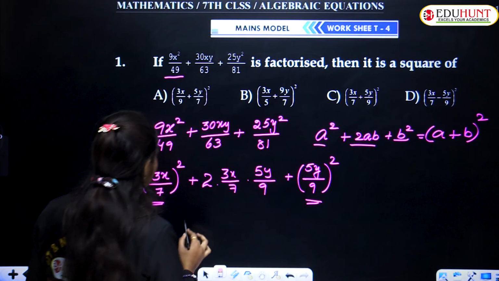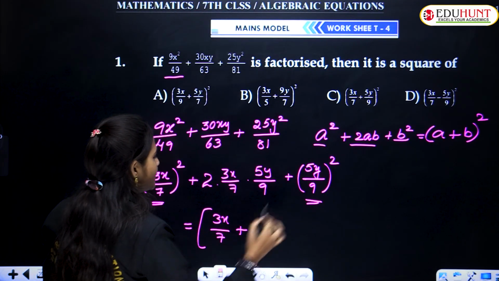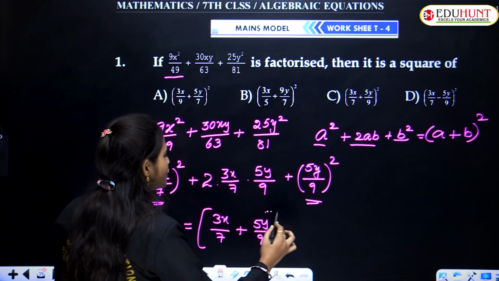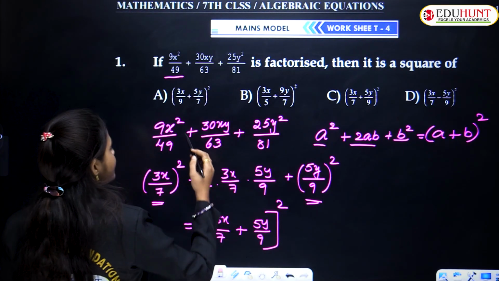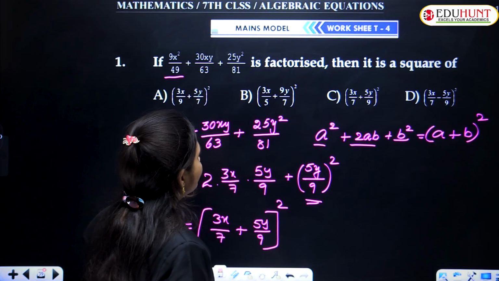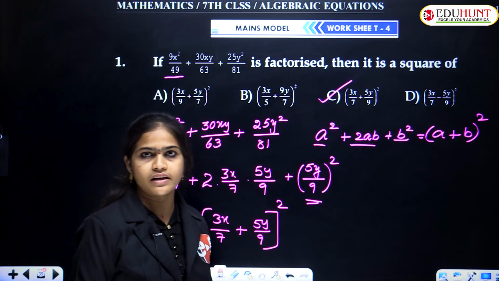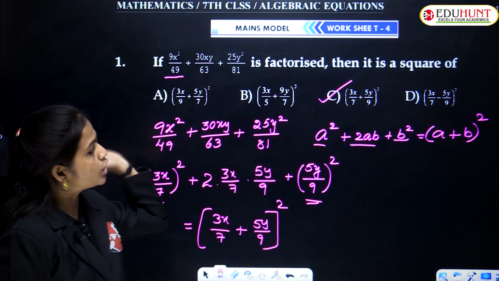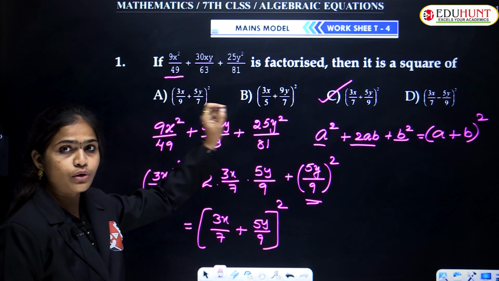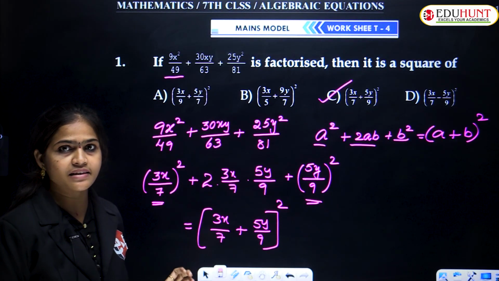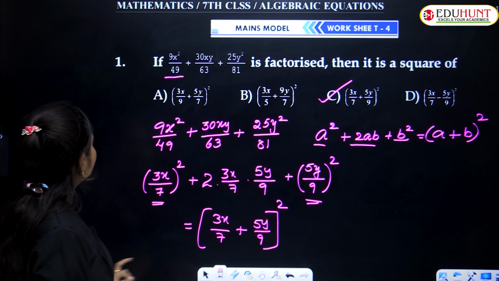Here a is equal to 3x by 7 and b is equal to 5y by 9, so a plus b whole square. The answer is 3x by 7 plus 5y by 9 whole square. Which option is correct? Option C. You have to check the options carefully: here 3x by 7 is there, here 3x by 9 is there. So carefully observe the options and go for that answer. The answer is C. Let us see the next question.